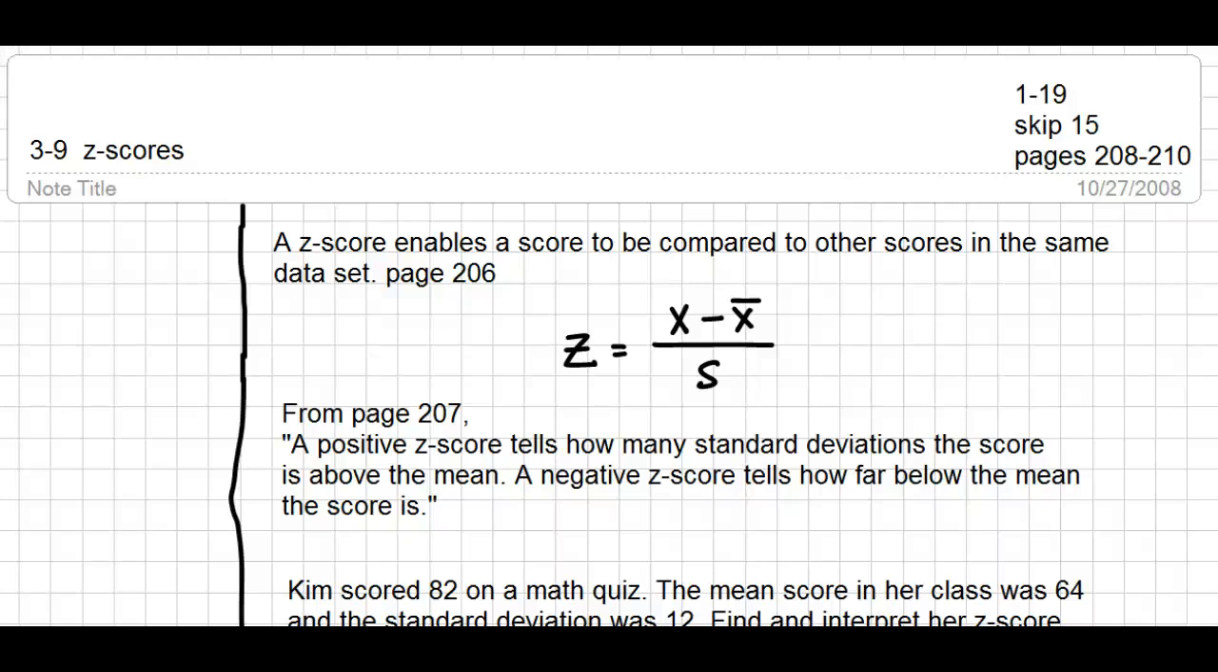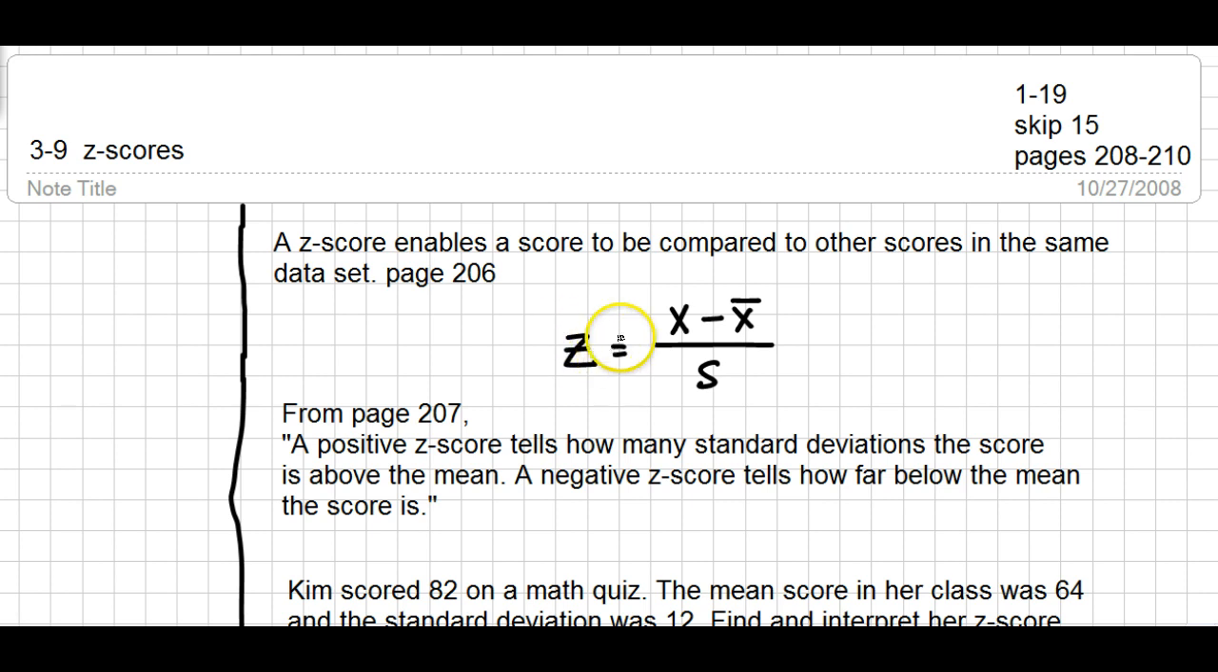This lesson is for FST on Lesson 3.9 about z-scores. A z-score enables a score to be compared to other scores in the same data set. That definition was taken off of page 206 in your book. The formula is very easy.